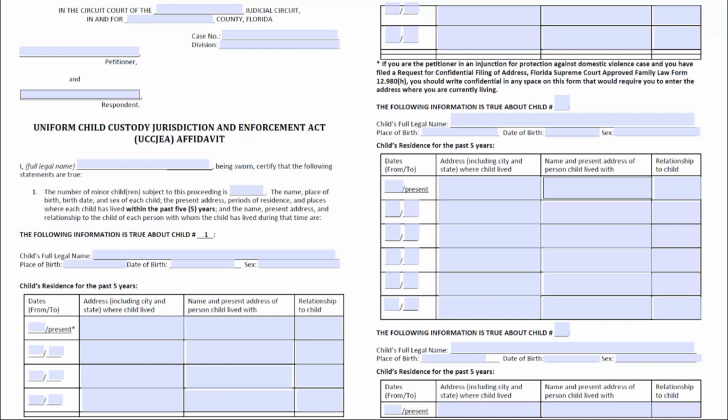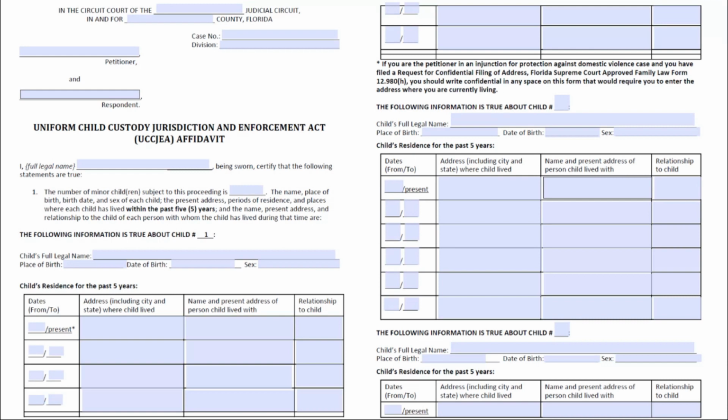If you need to fill out more spaces because there are more residences that the child has lived in for the past 5 years than spaces provided, make sure to put those residences and all the information that is required on an additional page and ensure that that additional page is attached to this form at the time that you file this form with the court.